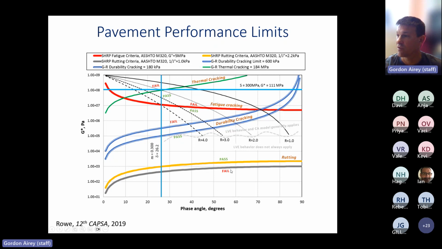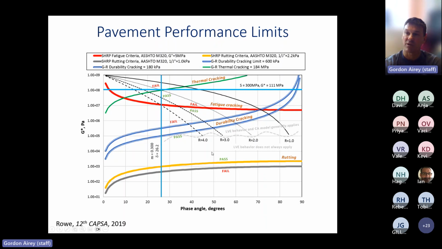And then at the bottom here, we've included the permanent deformation parameters from the SHARP or the superplate study. One of them for the unaged material and one of them for the aged material. And again, if you look at the top here, for the unaged material, we've got a limit of 1 kilopascal. And for the aged material, 2.2 kilopascals. Remember, this was the G star divided by sine delta parameter, or the one over the loss compliance. And again, very clearly, if we are below that value this time, the material is susceptible to permanent deformation or flow failure, rutting failure. And if we are above it, then we are in a pass region.